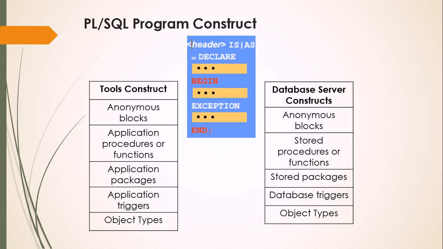PL/SQL program constructs. Tool constructs are anonymous block, application procedure or function, application package, application trigger, object types. And then database server constructs are anonymous block, stored procedure or function, stored package, database trigger, and object types. And then the block structure is declare, begin, then exception, and then end.